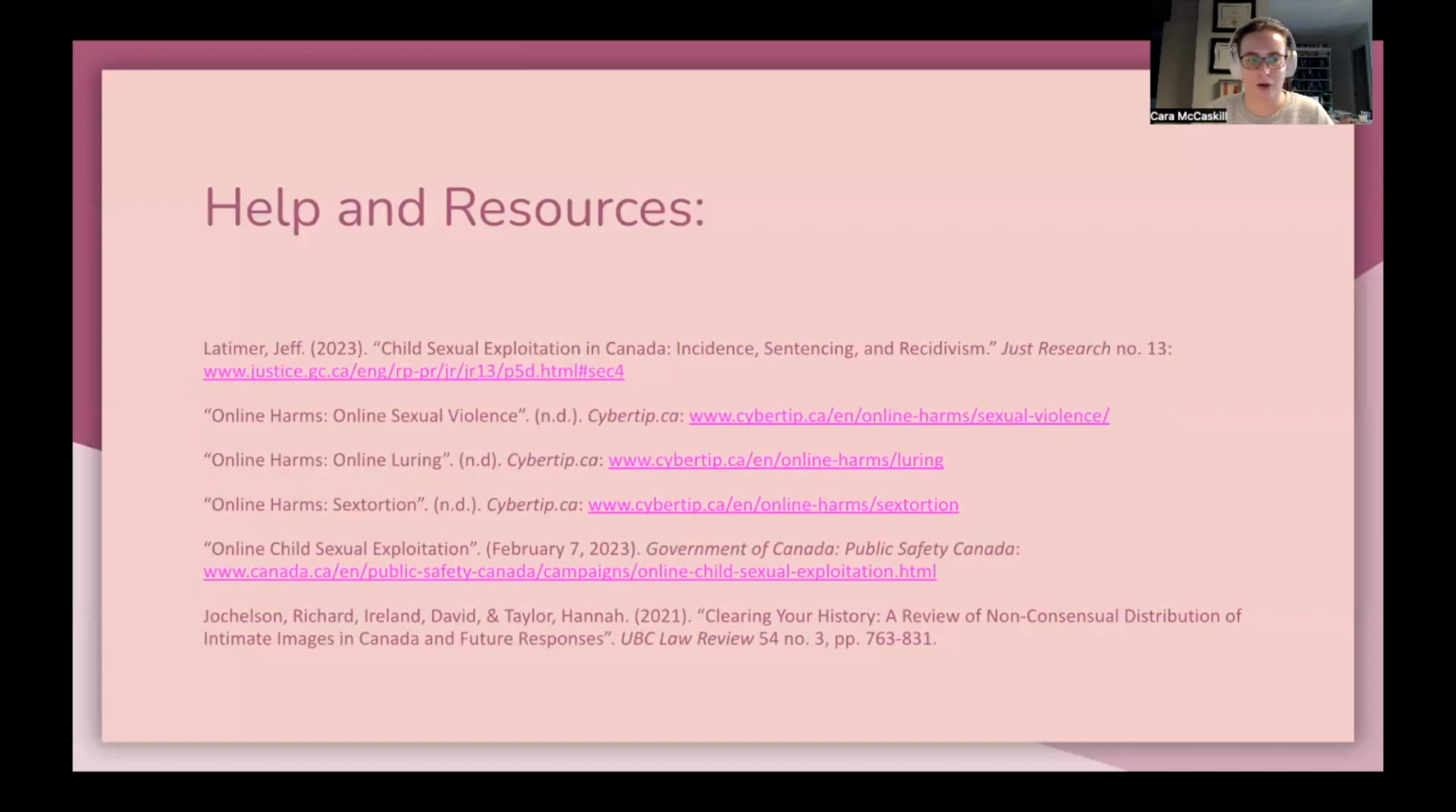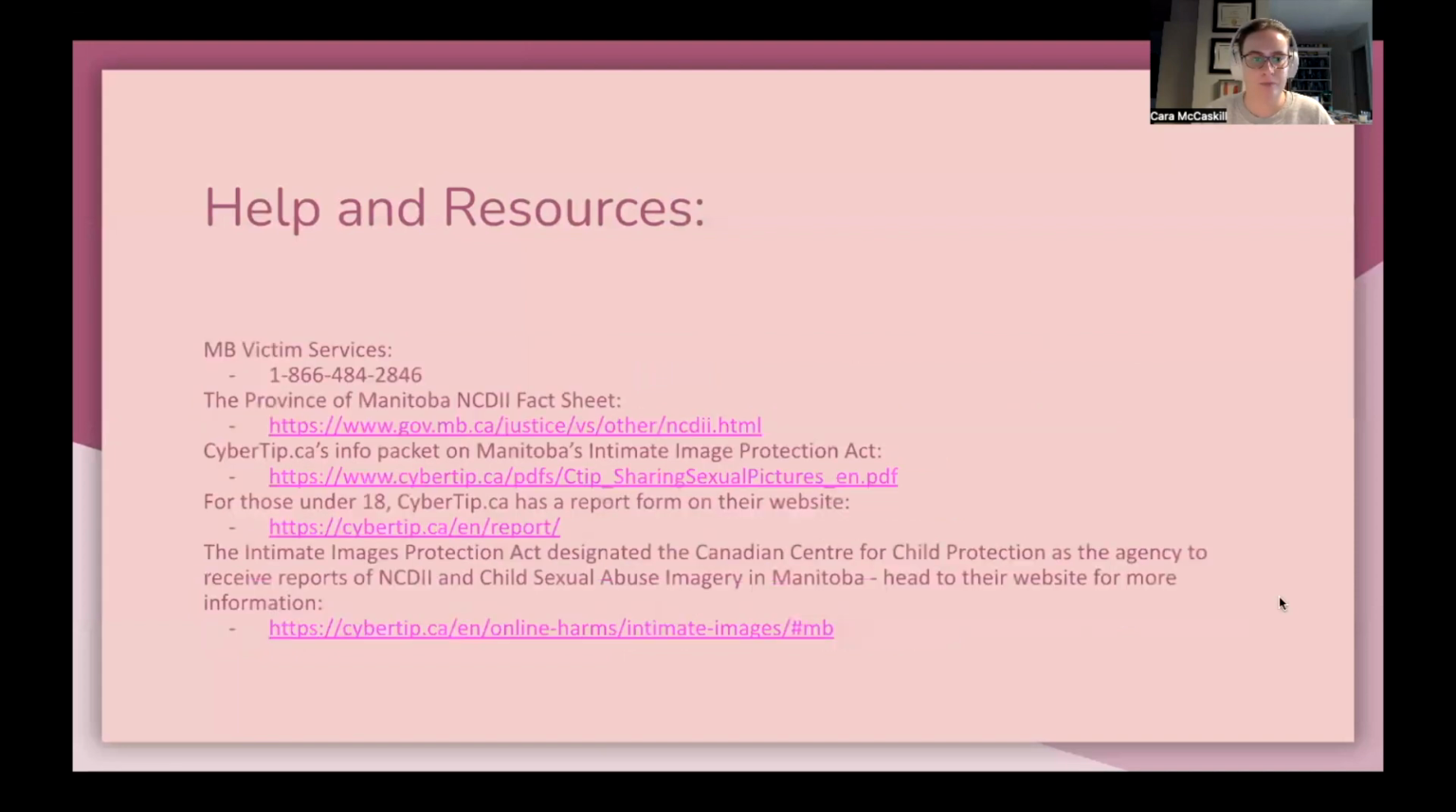There are also some articles on the Justice Canada website, and this one in the BC Law Review here at the bottom is a really great article on the non-consensual distribution of intimate images in Canada, if you're looking for more in-depth information. It was also included in our previous webinar on NCDII, so if you want more information without having to read the whole article, you can head back to that webinar and watch it.